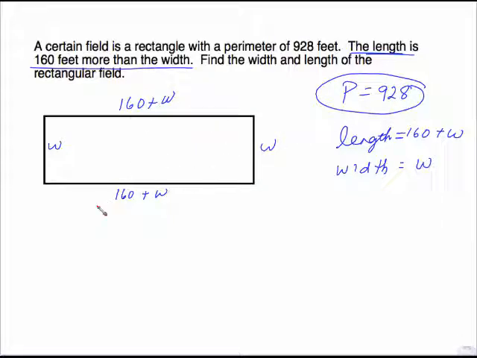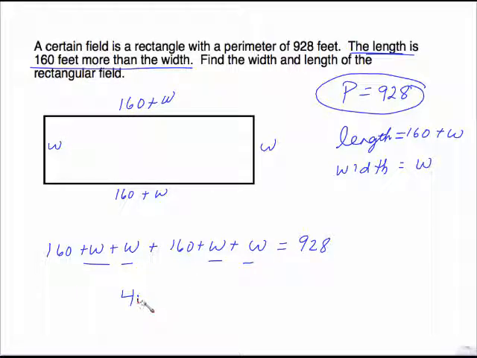There is a formula for perimeter, but I just say, let's add these all up. The perimeter is the sum of all these sides. So starting up here, the top is 160 plus W. The right is W. The bottom is 160 plus W. And the left is W. And all of that should add up to 928. Now combine your like terms. You have 4W plus 160 plus 160 is 320.